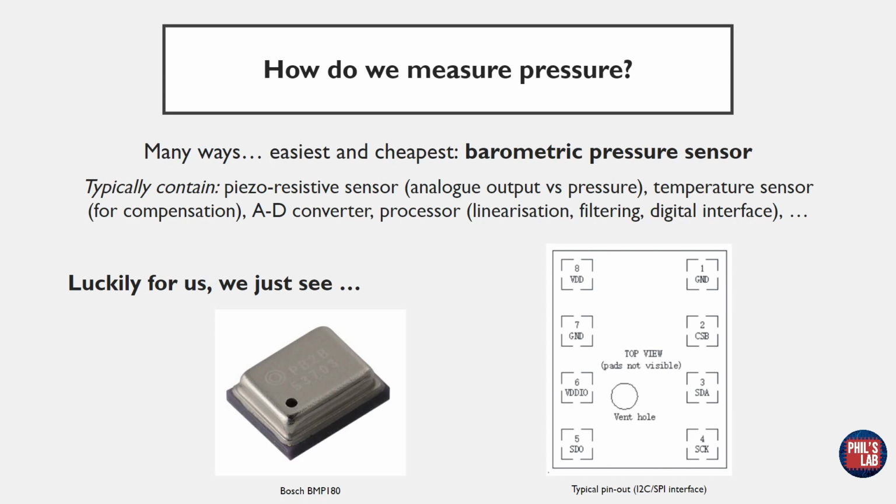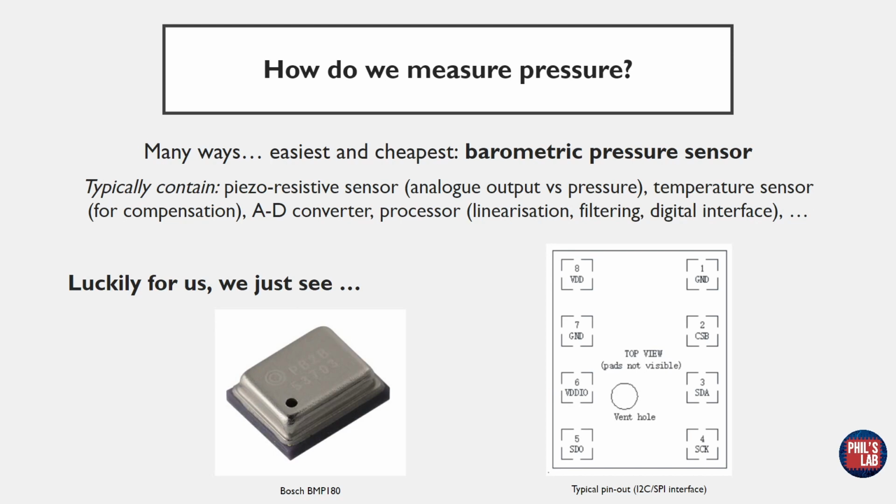Now there are many different ways, and there are different types of pressures you might want to measure in different areas, not just atmospheric pressure, but for us, the easiest and cheapest are what's known as barometric pressure sensors. Typically, they contain quite a lot of circuitry and sensors, so a piezoresistive sensor, which will give some sort of analog output, voltage or current, depending on the pressure. You can see that's usually with some sort of porthole, and the pressure sensor will be underneath. A temperature sensor will usually also be included for compensation, calibration, and so on.